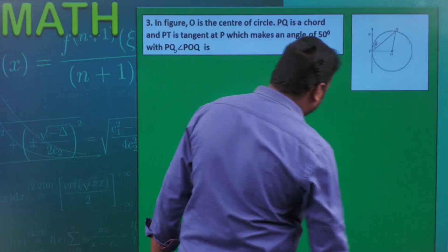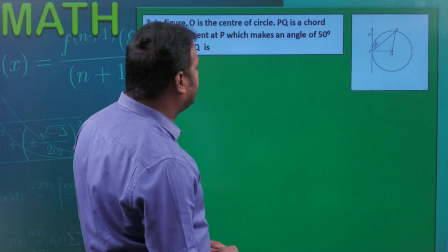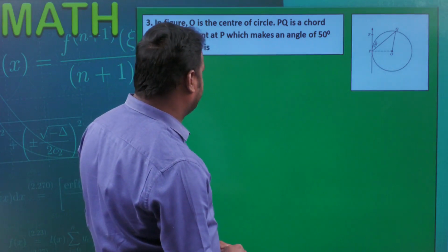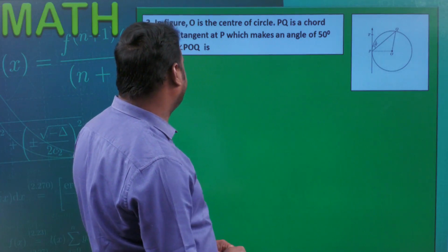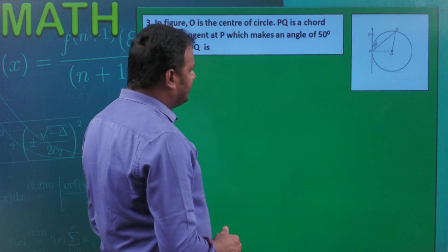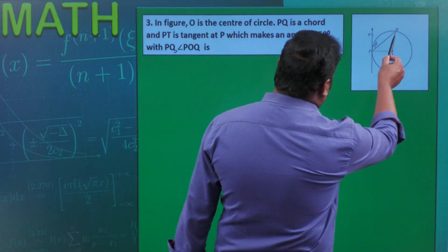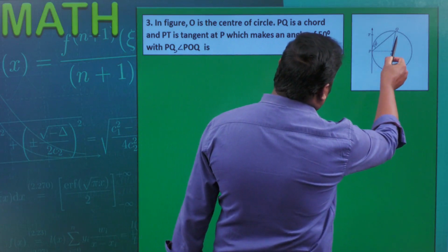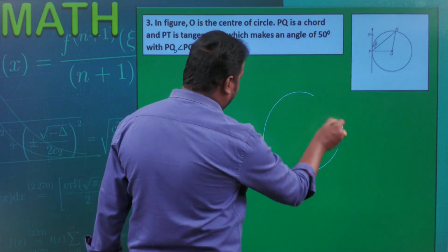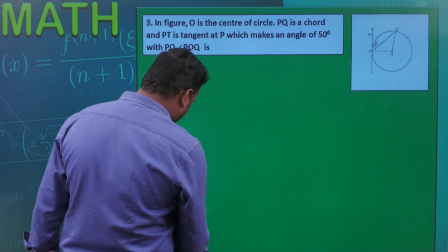Coming to the next one, here it is in the figure. O is the center of the circle, PQ is a chord and PT is a tangent at a point P, which makes an angle of 50 degrees with PQ. Then what is angle POQ? See here, there are two things which are equal. This is a right angle, and this is OQ and this is OP, both are radii. Let me draw this figure once again so that you get a better idea. So there is a circle.